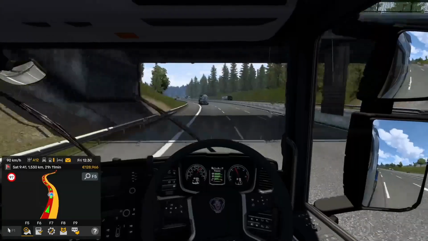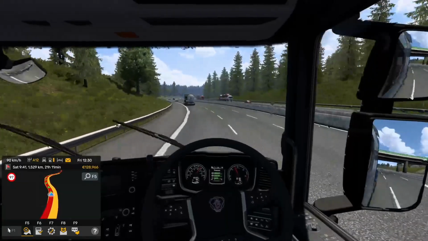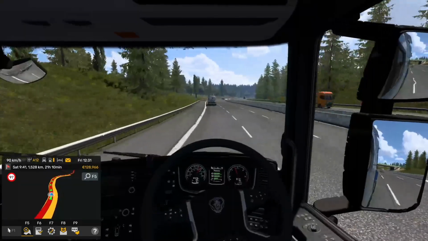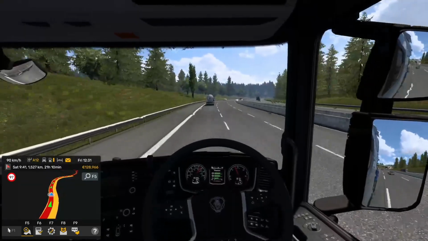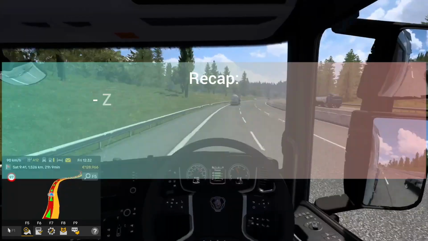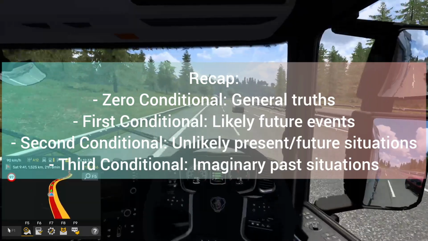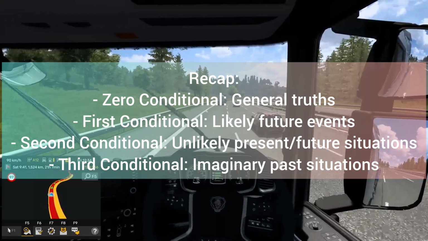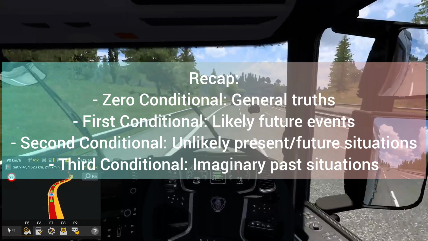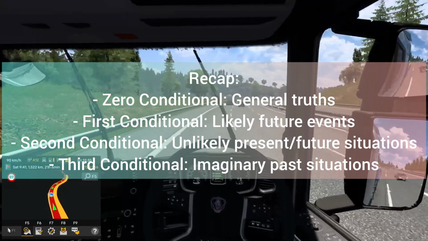Remember, mastering conditionals takes time and practice. Don't get discouraged if you make mistakes. They're a natural part of the learning process. And there you have it, a comprehensive guide to English conditionals. We've covered the 4 main types, common mistakes to avoid, and how to use conditionals in various real-life situations.